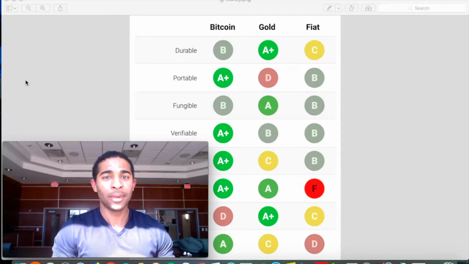So portability. Bitcoin wins out here. Gold is extremely unportable, right? It's very hard to walk through an airport with gold, or to carry bricks of gold. It's very heavy, it's very dense. Fiat money is a little bit better than gold.